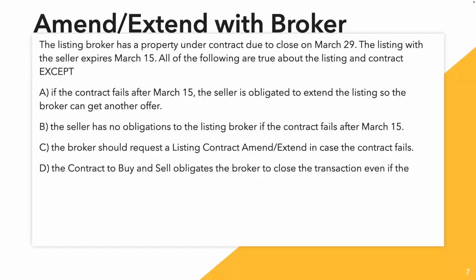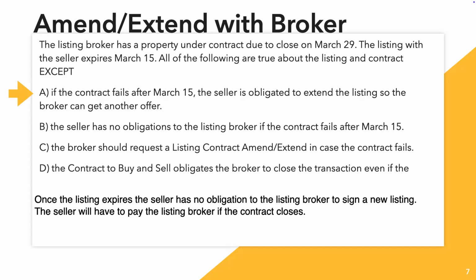Here's another question. The listing broker has a property under contract due to close on March 29th. The listing with the seller expires March 15th. All of the following are true about the listing and the contract, except. Now you're probably looking at this one. I'm not going to click it right away because you're probably having an internal dialogue with yourself. The answer is A.